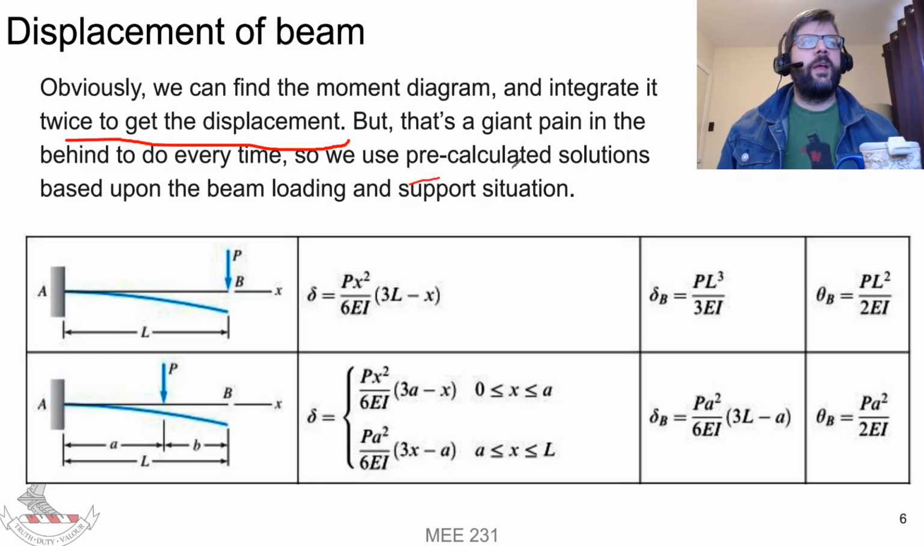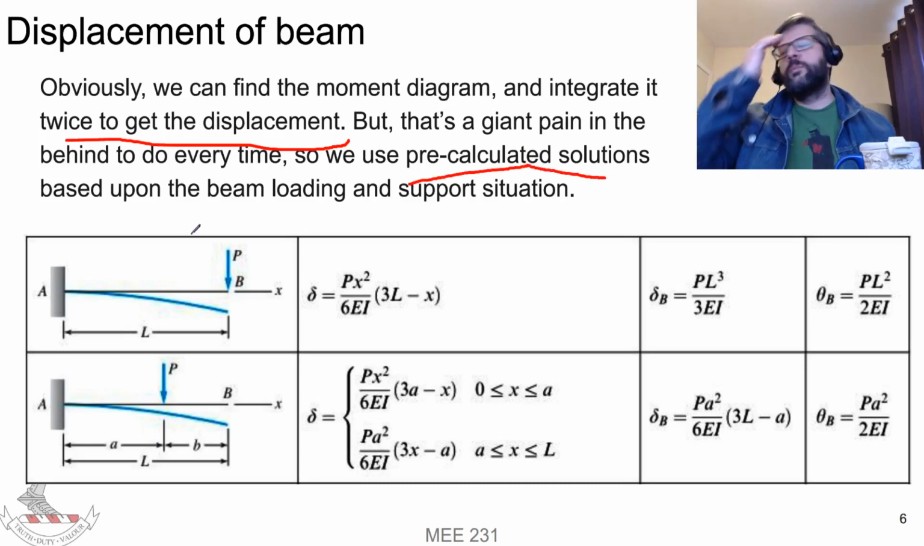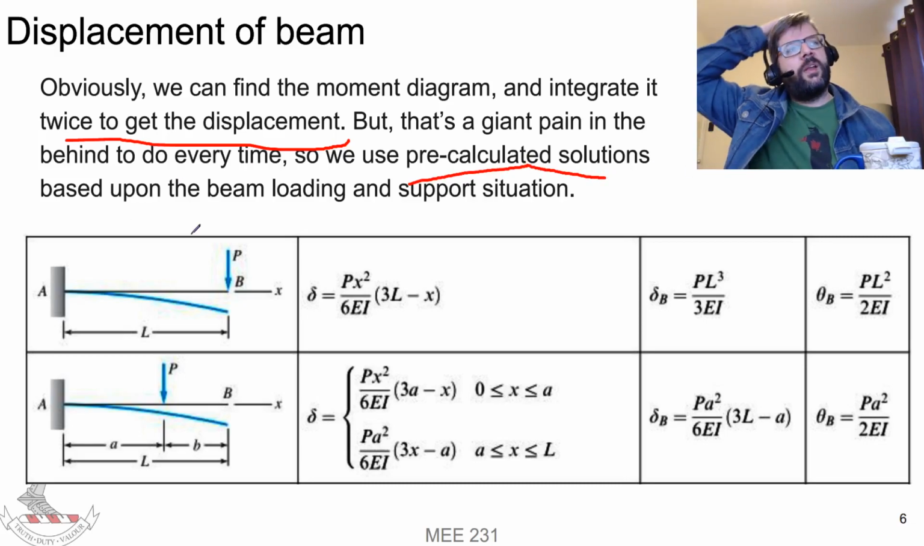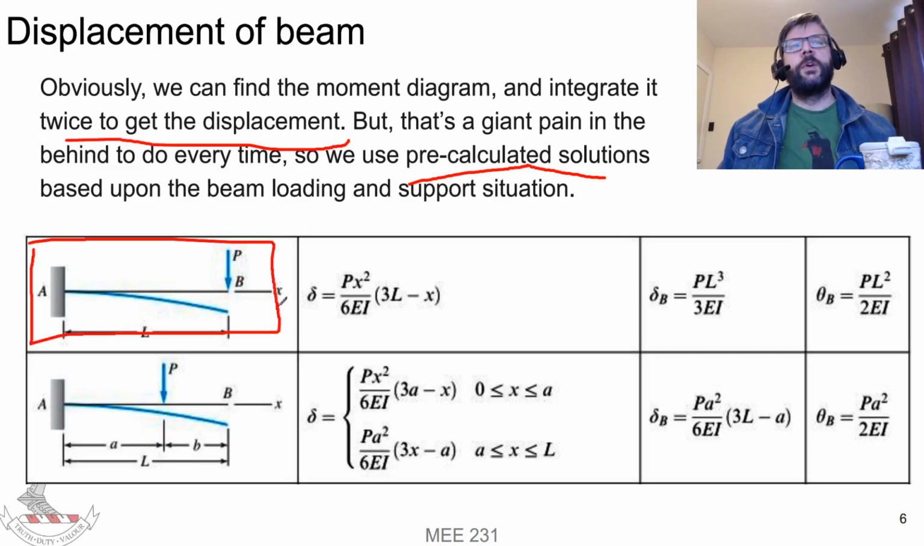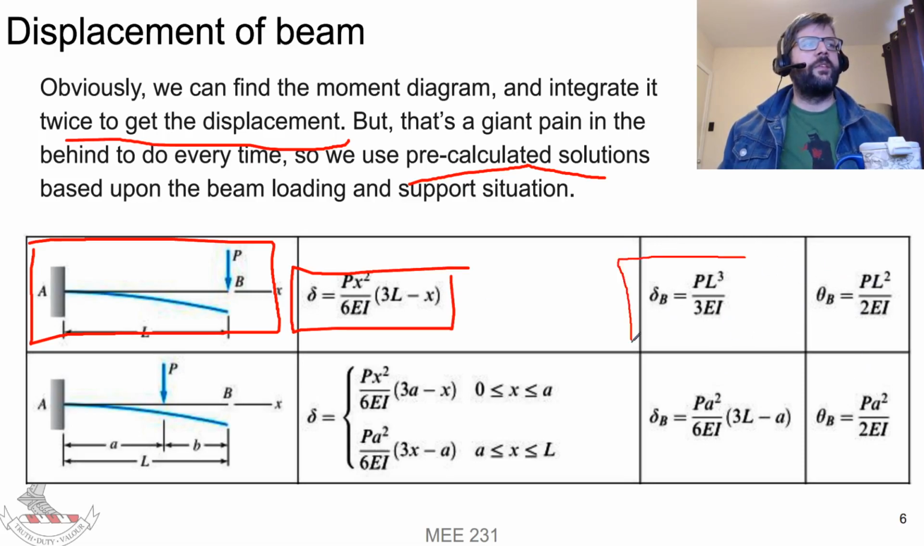So I've got pre-calculated solutions based upon what the loading and support situation is. So for example, if we have a cantilever beam with a load at the end, then this gives us our displacement at any point. This gives us our displacement at the end, and this gives us the angle at the end.